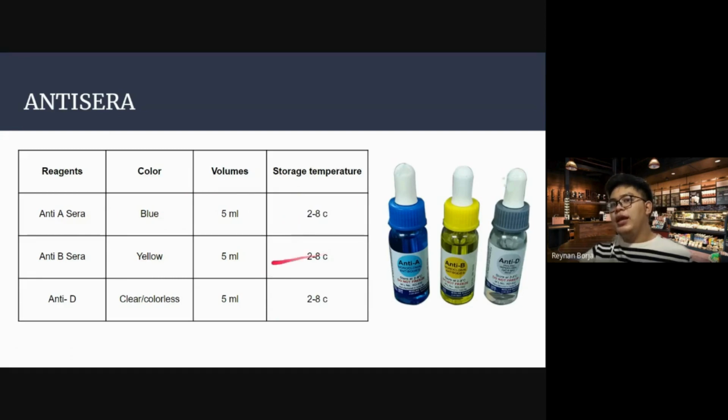Anti-D naman, ang color niya is ganito ha. Never answer white. Never answer gray. Okay, never answer no color. Dapat clear or colorless. Okay? Remember this one. Pag anti-A blue, obviously alam niyo naman na to. Anti-B is yellow. Anti-D is clear or colorless. Okay?